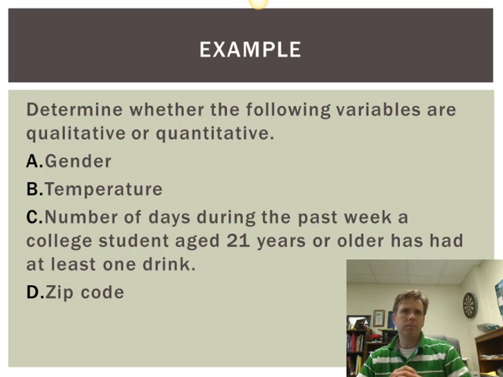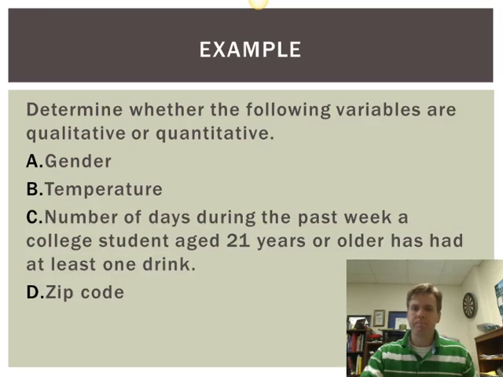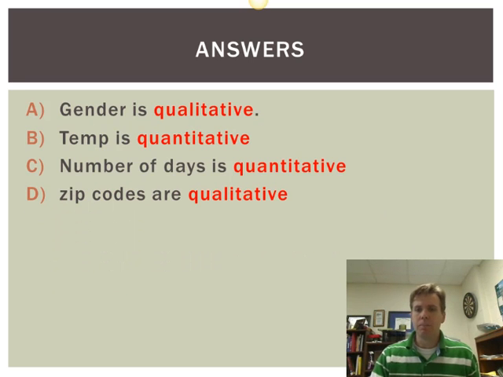What about zip codes? Zip codes are qualitative, right? Categorization by location. Addition and subtraction really don't provide anything meaningful here for us. And there's the summary of the answers.